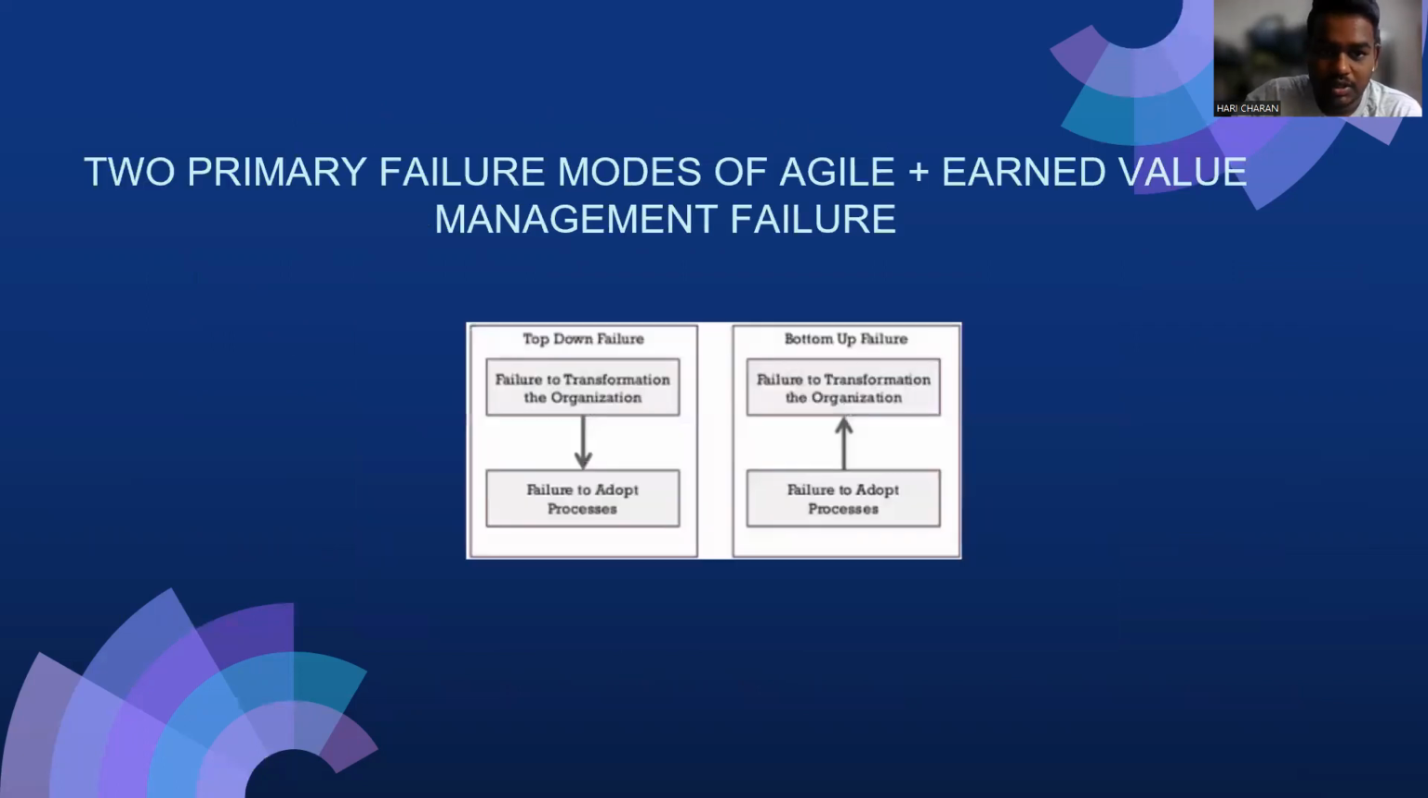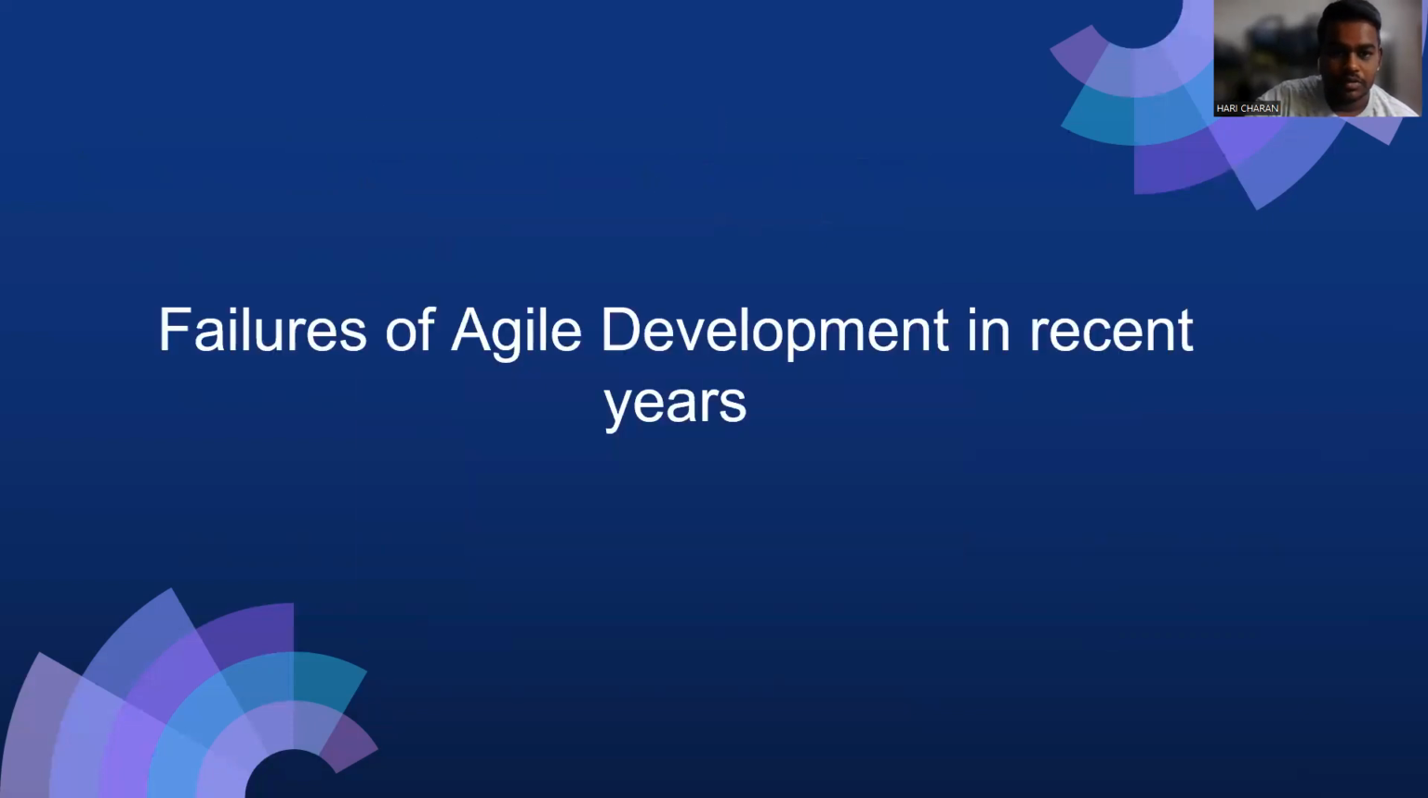And let's go to the other one, where you can see the two primary failure modes of agile: top-down failure and bottom-up failure. In the top-down failure, the process comes from the top down, in a sequence of order, like the first stage, second, third one. And when it comes to the bottom-up failure, the sequence comes in the reverse direction, from the bottom stage to the top stage.